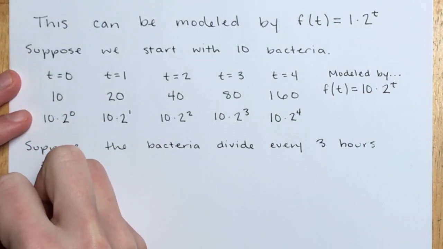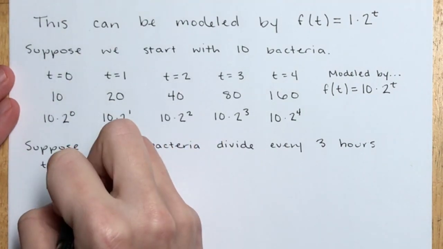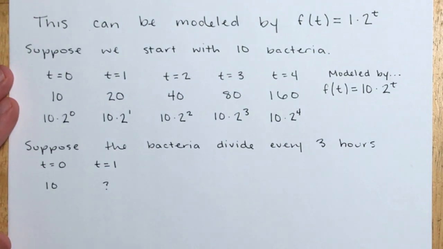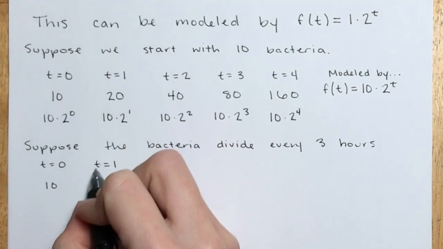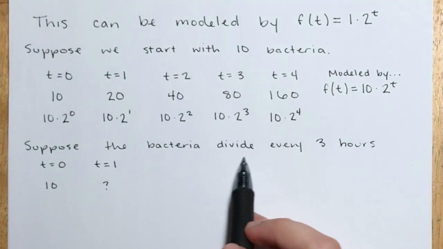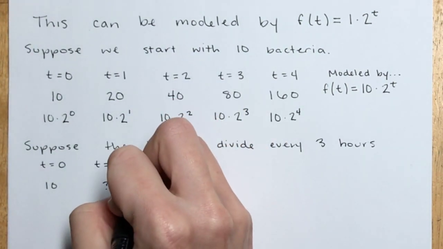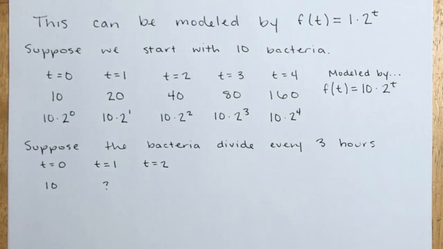At t equals 0, again, we're starting with 10. At t equals 1, do we know anything? We actually can't really know exactly how many bacteria we have, right? Some of them might still be in the process of dividing. We may be partway through a cell division for these bacteria. So we actually don't know what's happening after 1 hour because we don't know that it's divided completely until 3 hours. So what about t equals 2? Same thing there actually, right? We're not sure.